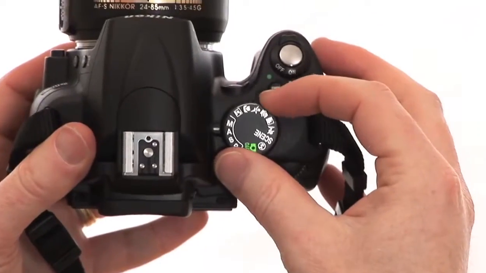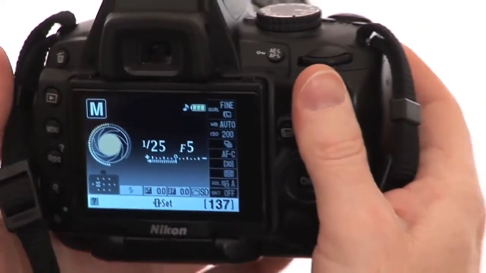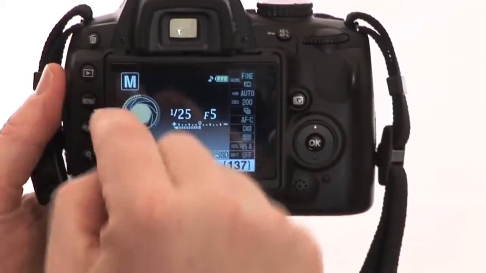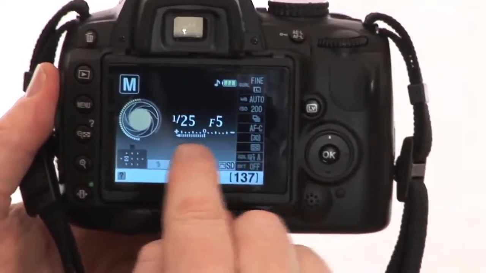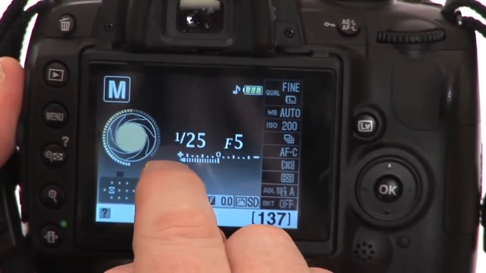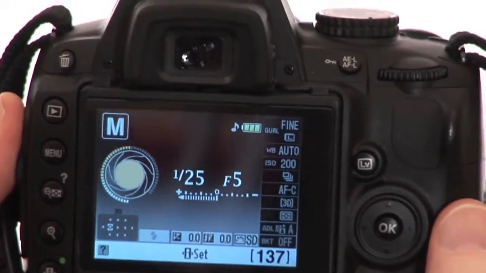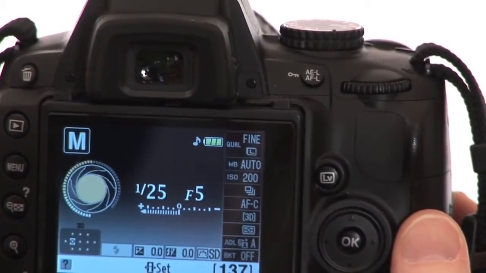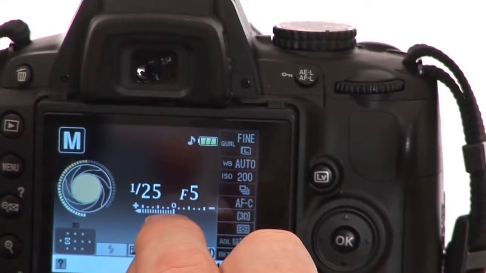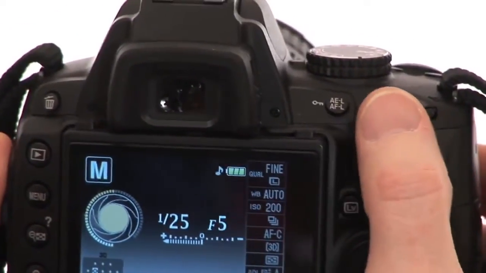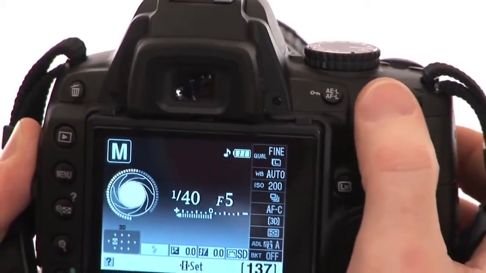Now let's go to manual mode. In manual mode, we need to change both the shutter speed and the aperture. Our aim here is to get the light meter, which is this strip here, to read 0. At the moment, we can see that it's pointing to the plus sign, so we're currently overexposed. So our goal is to change both the shutter speed and the aperture so that we have an arrow in the middle at 0. So let's first of all choose a shutter speed of 125th of a second.